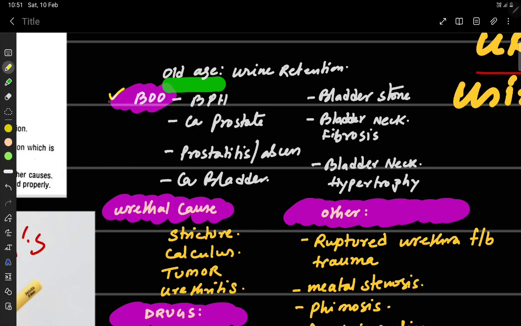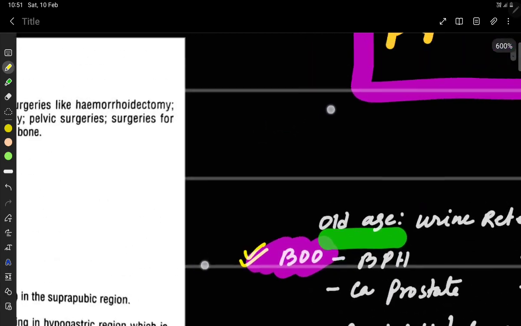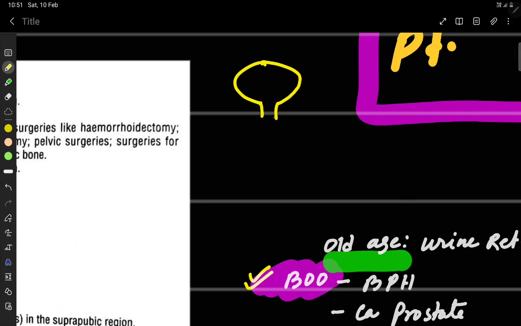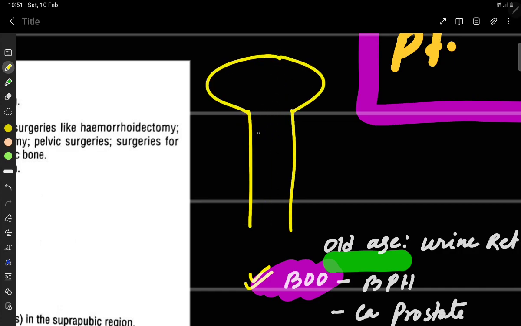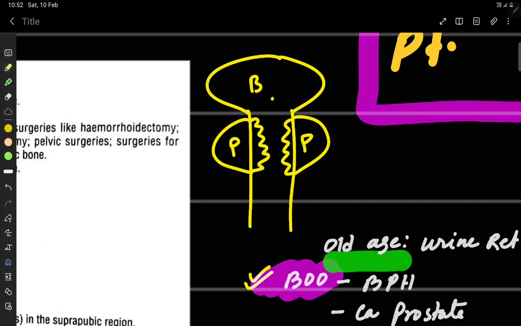First of all, there is bladder obstruction or bladder outlet obstruction. Look at this. This is the urinary bladder, this is the outlet of the bladder, and this is the urethra. Somewhere here is the prostate. Any enlargement of the prostate may obstruct the outlet of the bladder. Any inflammation of the prostate, that is prostatitis, may also cause obstruction of the outflow of the bladder.